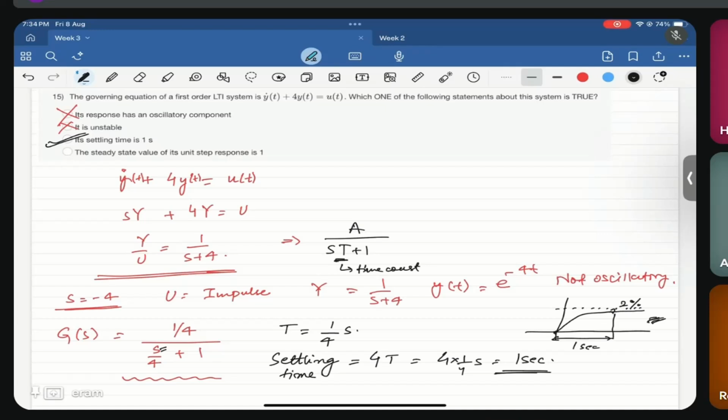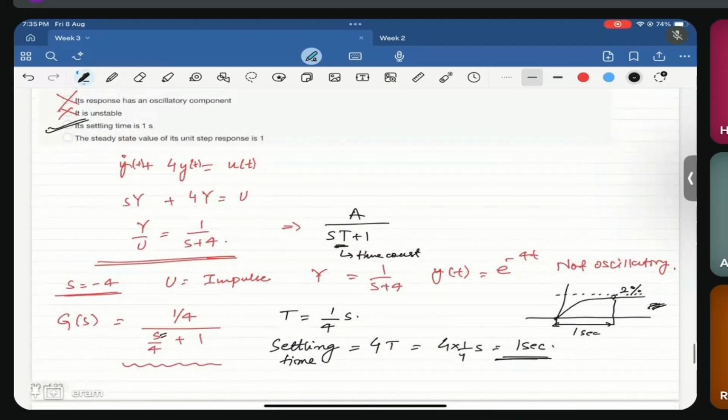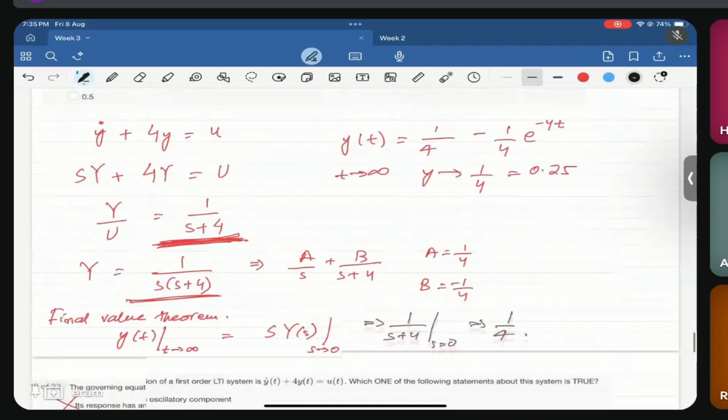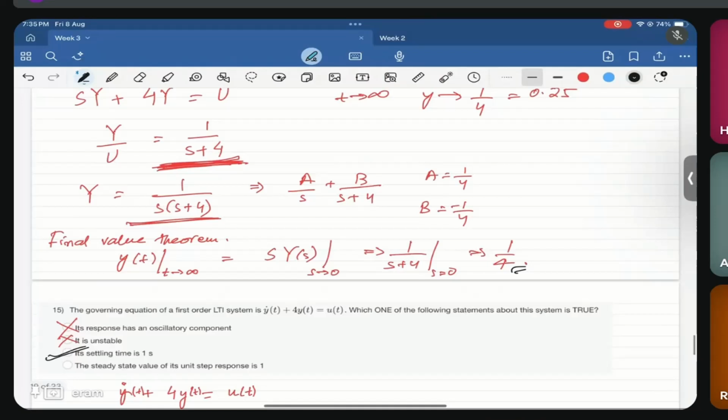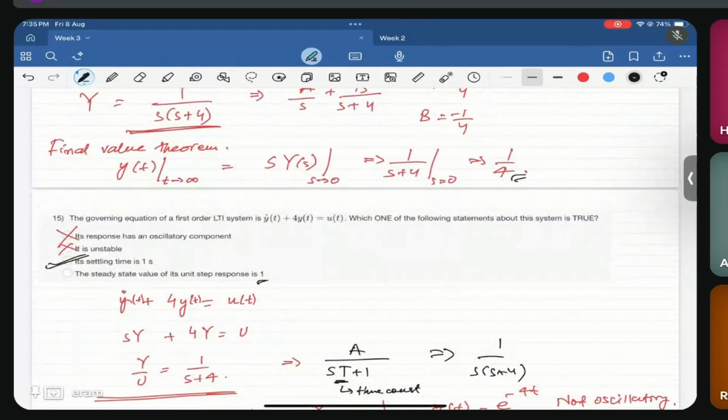What about the last option? The steady state value of its unit step response is 1. False. So what is the unit step response? You have to calculate, 1 by 4. In the earlier example we have calculated, the steady state value was 1 by 4, and it is saying it is 1, which is not correct. So this option is incorrect.